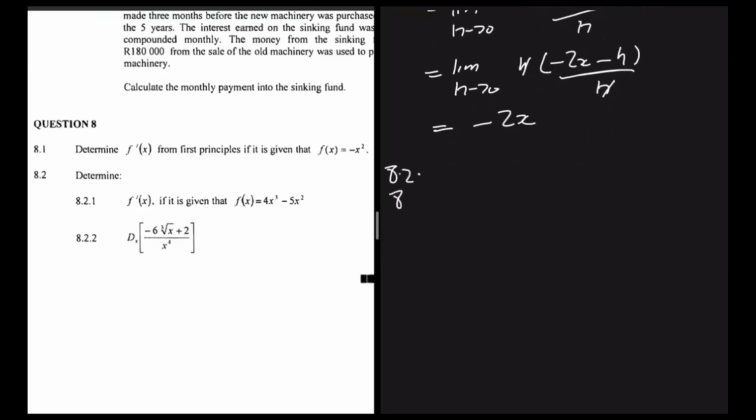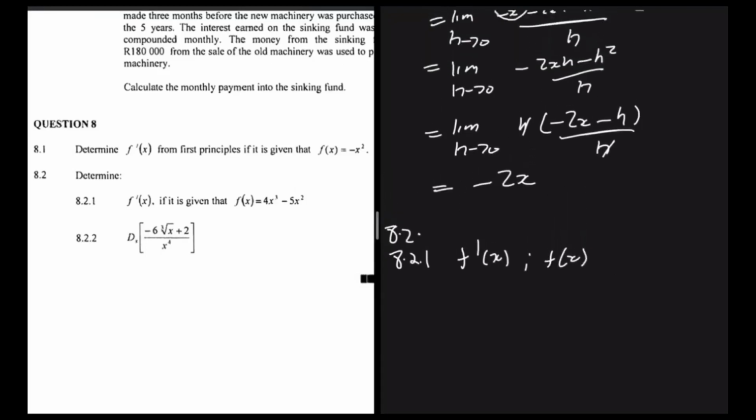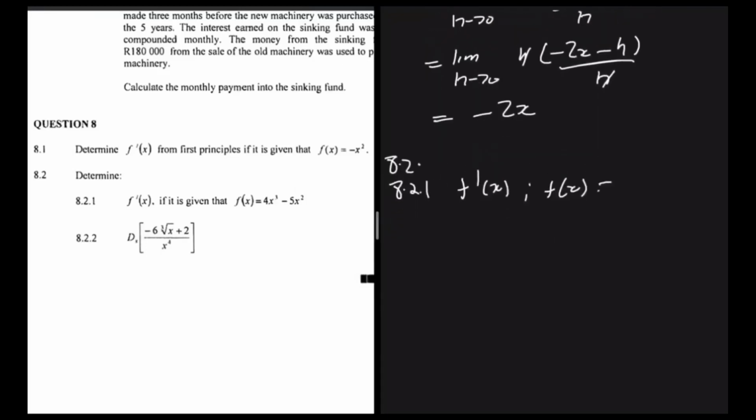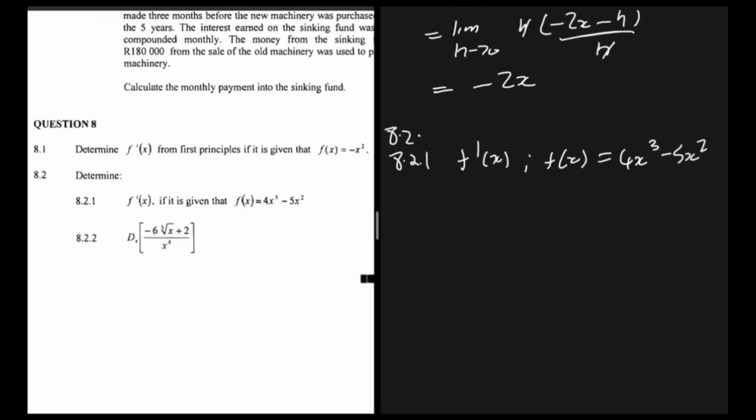So 8.2.1 says, let's find f prime of x if it is given that f of x is equal to 4x cubed minus 5x squared. You can go ahead and use first principles if you want to waste a bit of time, but you can just use the power rule, right? So what does the power rule essentially say?